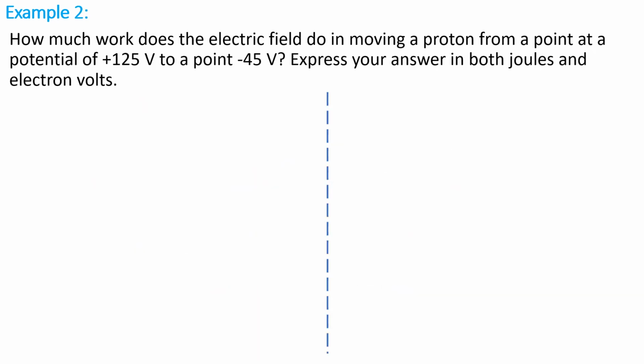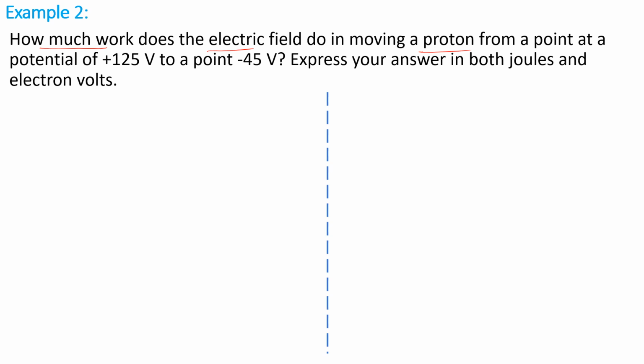Example 2 says: how much work does an electric field do in moving a proton from a point at a potential of positive 125 volts to a point which is negative 45 volts? The continuation of the question says, express your answer in both joules and electron volts. So let's first see the first part. We want to find the work done by an electric field on a charge. Of course, in this case, it's a particle, but the particle is charged, so it's a proton.